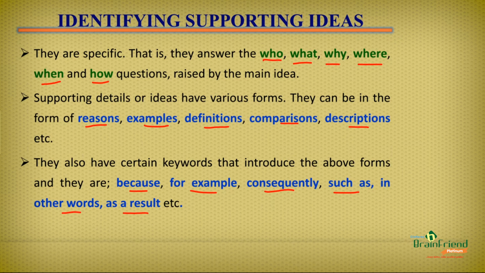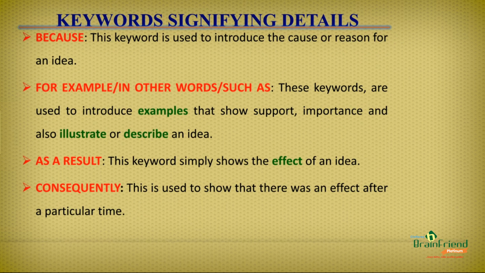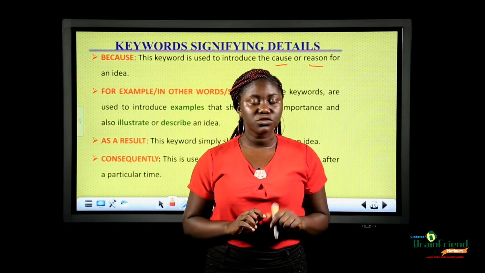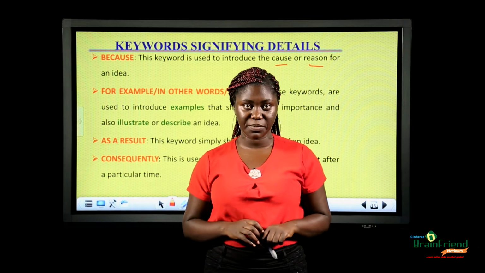Now, let us see how we can use these keywords in identifying the supporting idea. First, we have the keyword because. This keyword is used to introduce the cause or reason for an idea. For example, Tola is looking sad because she lost her pet. Now, you see that the reason Tola is looking sad is because she lost her pet.